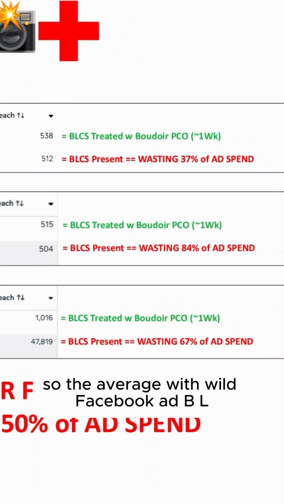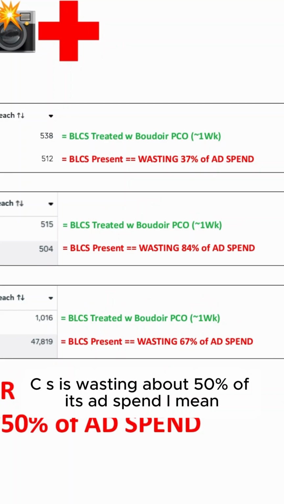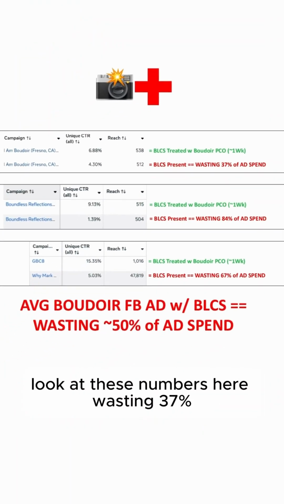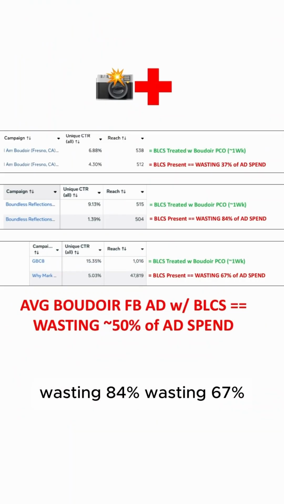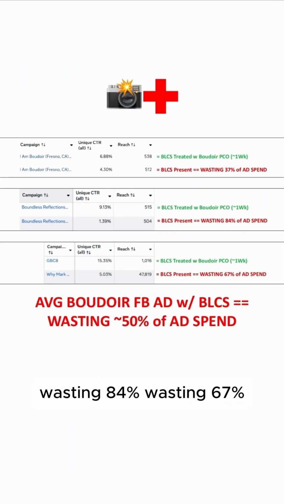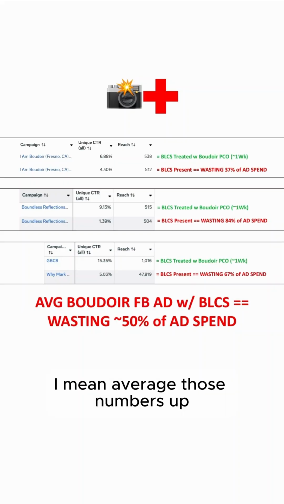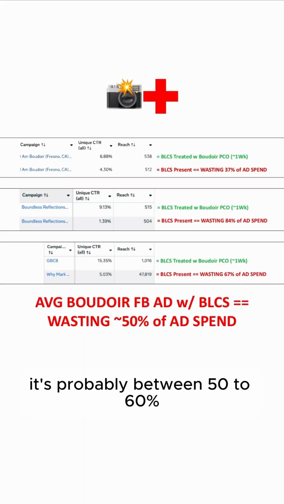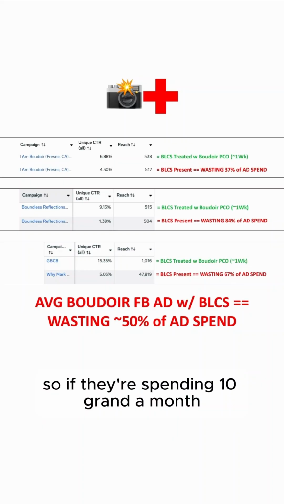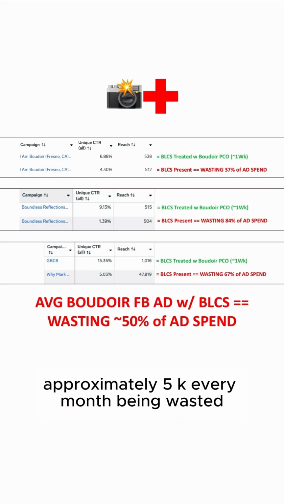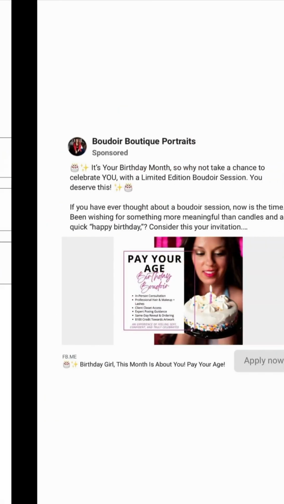So the average Boudoir Facebook ad with BLCS is wasting about 50% of its ad spend. I mean, look at these numbers here: wasting 37%, wasting 84%, wasting 67%. I mean, average those numbers up, it's probably between 50 to 60%. So if they're spending 10 grand a month, approximately 5K every month being wasted that we can eliminate.